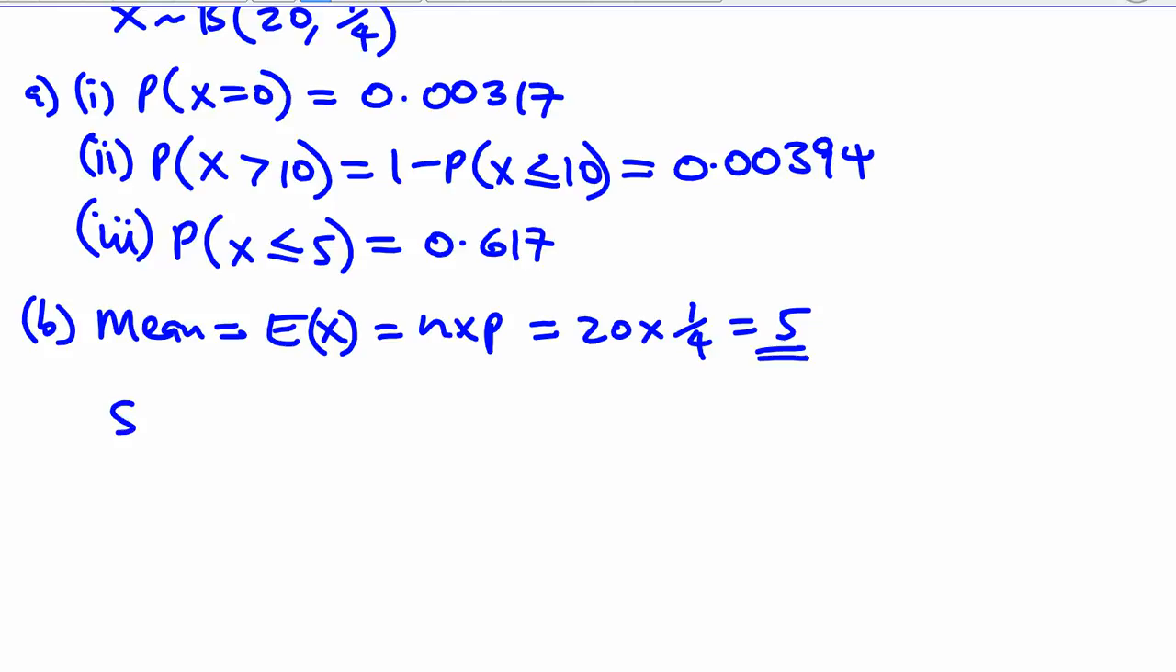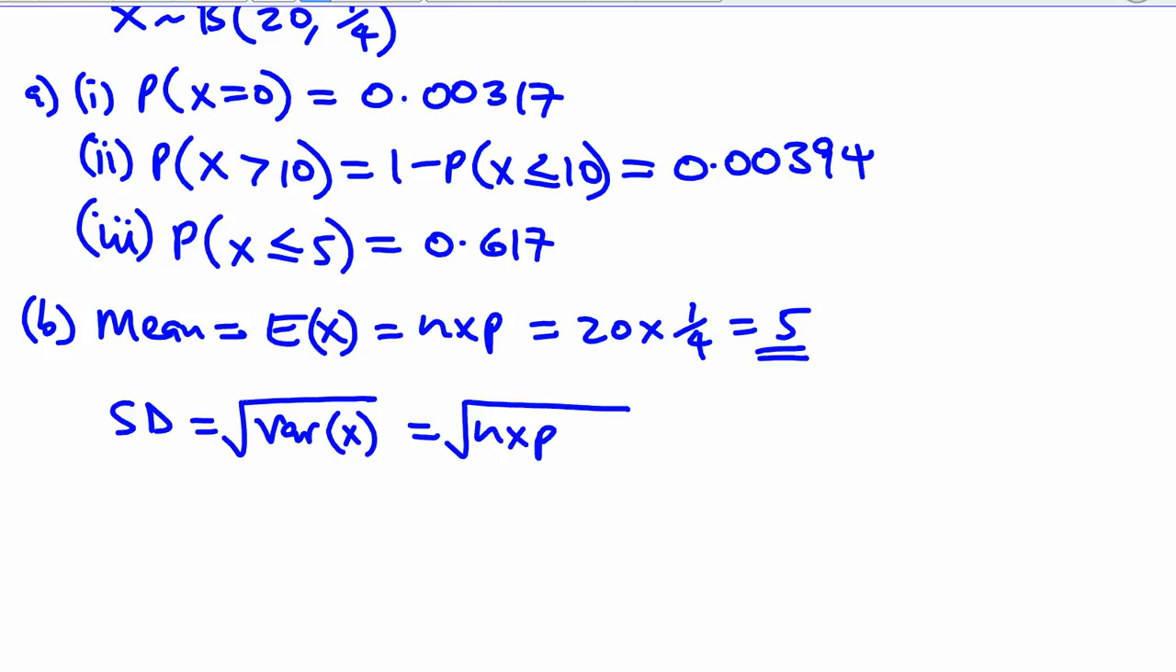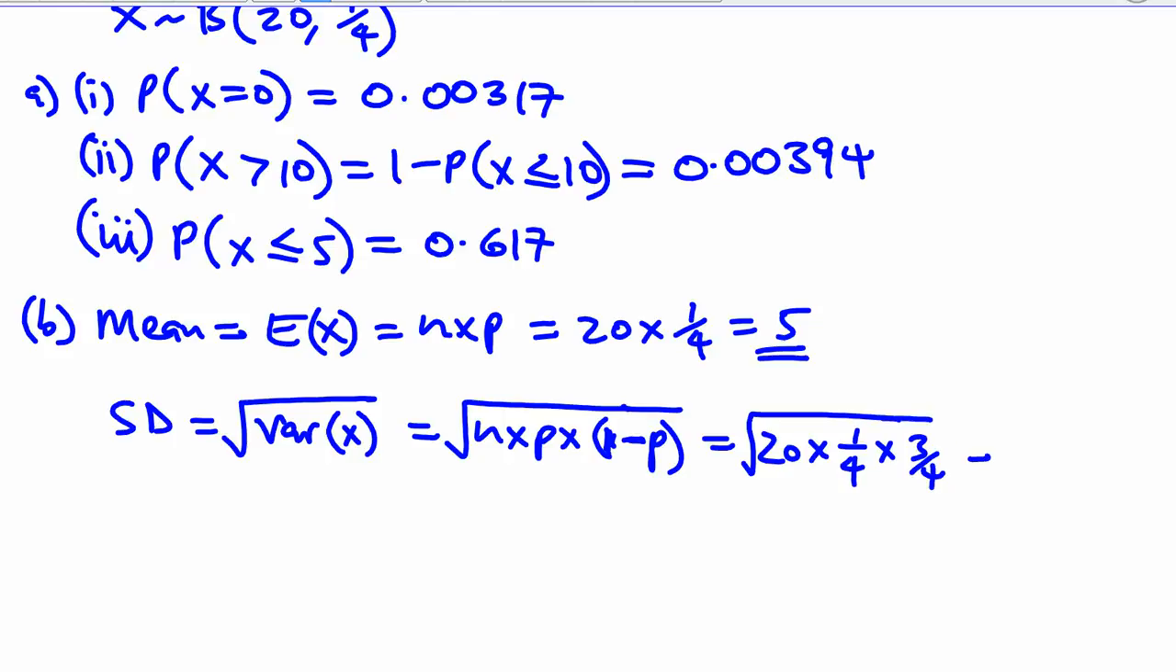The standard deviation is the square root of the variance of x. And we know that the variance of x is n multiplied by p multiplied by 1 minus p, which will be 20 multiplied by a quarter multiplied by 3/4, which will be 1.936.